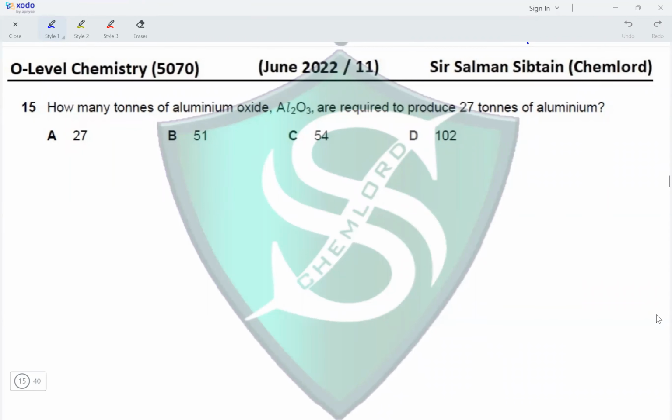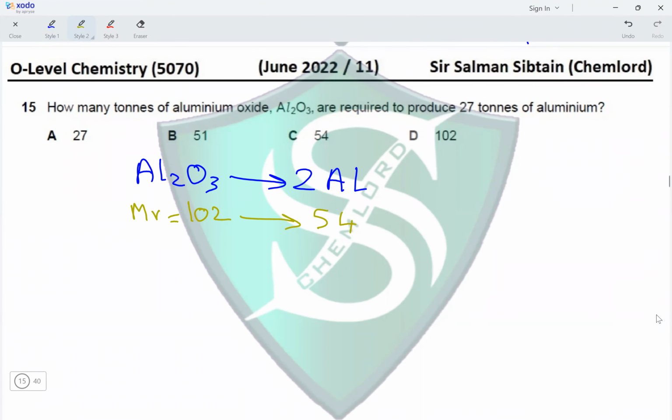Question 15. How many tons of aluminum oxide are required to produce 27 tons of aluminum? So we have this equation Al2O3 giving us 2 moles of Al. Now in this we have Al2O3 which has an MR of 102 and this produces 2 moles of aluminum. So AR of aluminum is 27, 27 into 2 is 54. So 102 tons of Al2O3 produces 54 tons of aluminum.